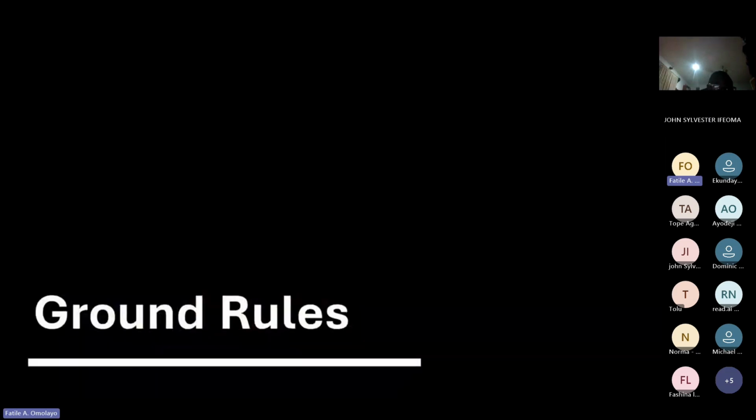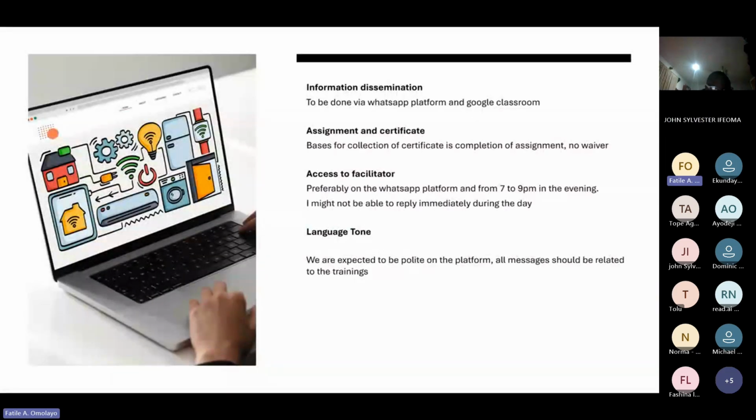So what are the ground rules? Information dissemination will be on our WhatsApp platform and also on our Google Classroom platform. The link has been sent for our Google Classroom. Please let's try and join that class, because all the information and training material we have on that platform. Every information as far as this training is concerned will be on that platform.